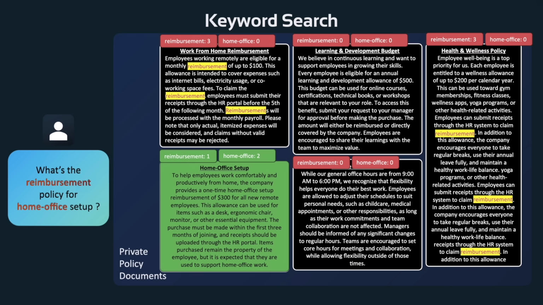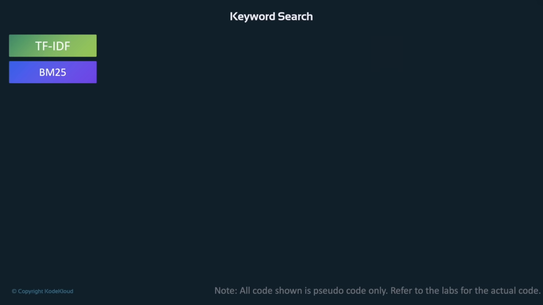Now that was a super simplified explanation. Keyword search is a science in itself and has a lot of complex calculations that go in, and there are multiple proven approaches available. 2 of the most popular techniques used are known as TF-IDF and BM25. We won't go into the specifics of how these work, we'll just see how to work with them. Let's see each of these in action.